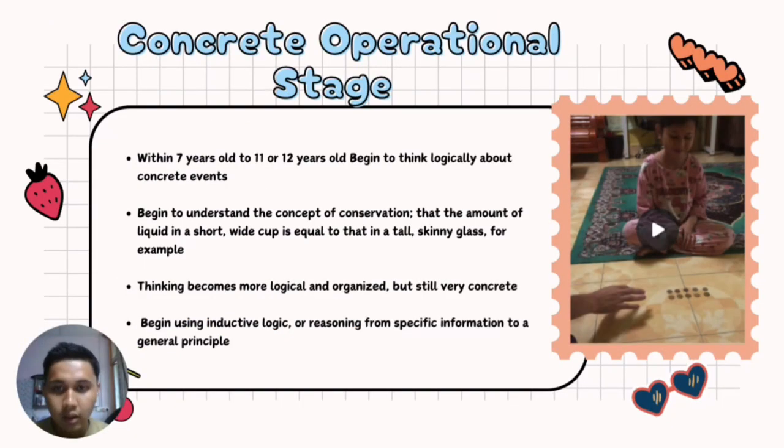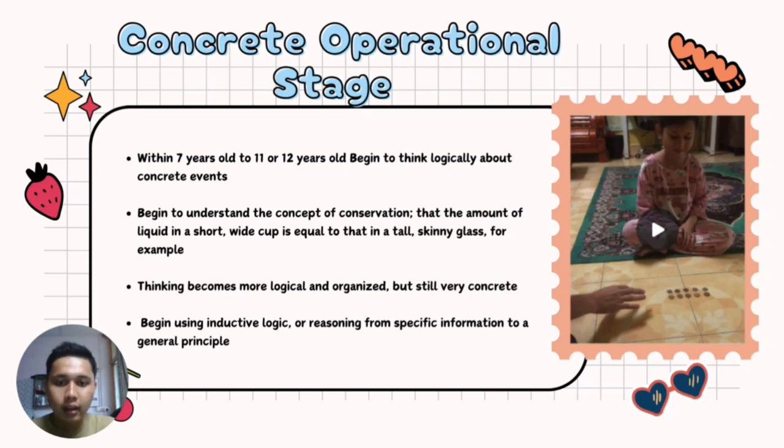Okay. Thank you, Lala. So now I will present about the concrete operational stage. This stage is from 7 years old to 11 or 12 years old, when children begin to think logically about concrete events. They begin to understand the concept of conservation, for example, that the amount of liquid in a short wide cup is equal to that in a tall skinny glass. So thinking becomes more logical and organized, but still very concrete. They use inductive logic, or reasoning from specific information to a general principle. So this is about the concrete operational stage.